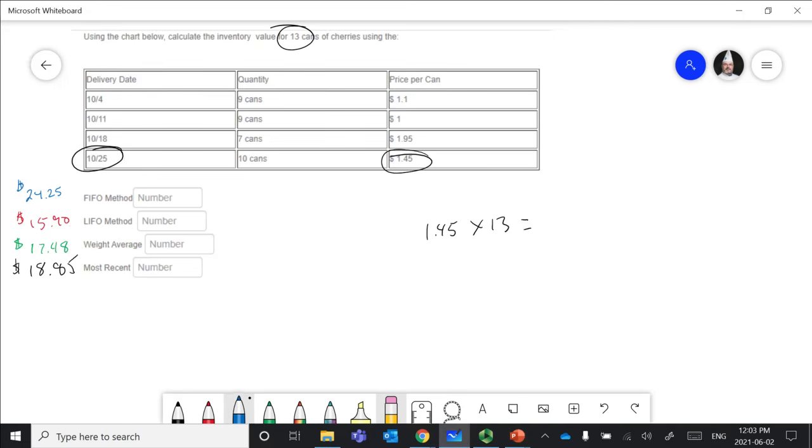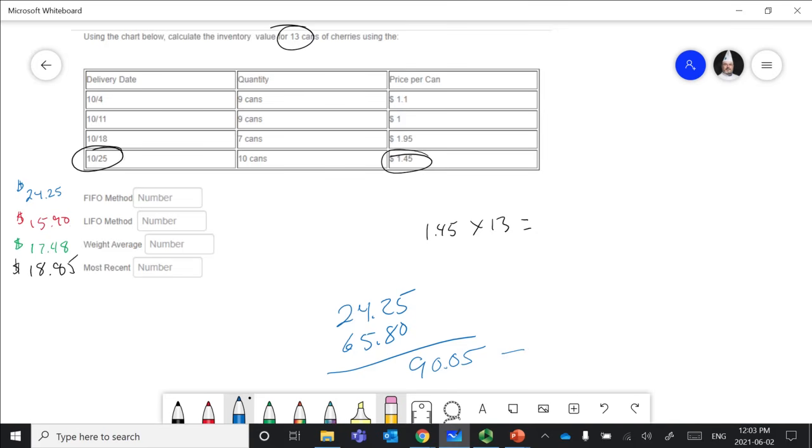we use FIFO. So FIFO, we had $24.25 for our cherries, and then we had $65.80, I think, for our flour. So our total inventory is going to be 65.8 plus 24.25 gives us $90.05. Obviously, that's a small inventory, but with our 2 items that we did as examples, that's our total inventory.